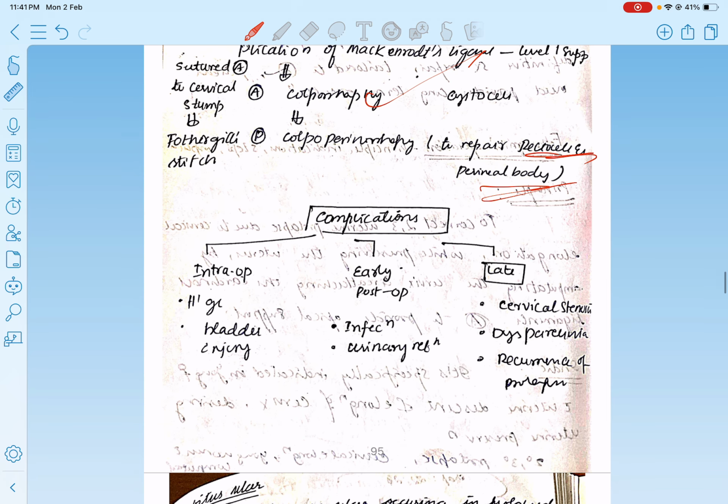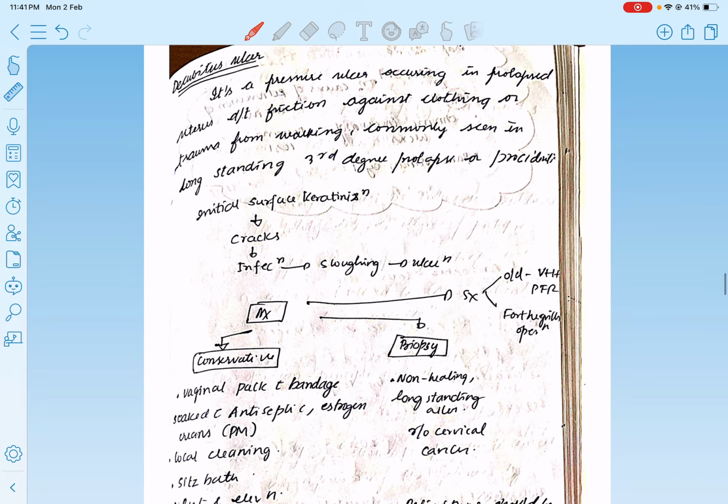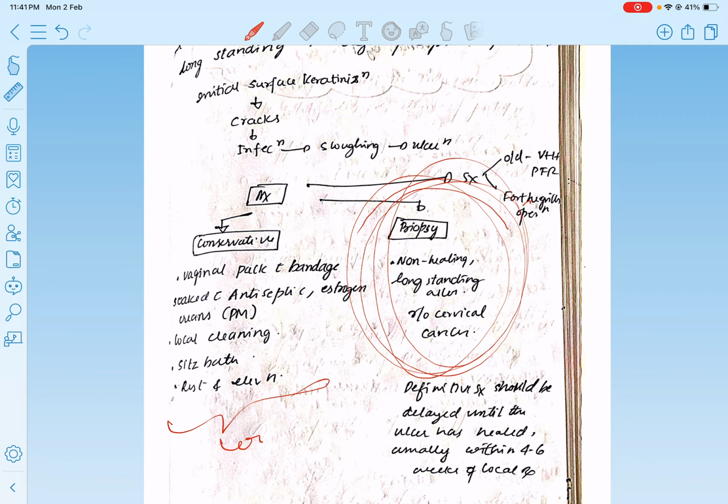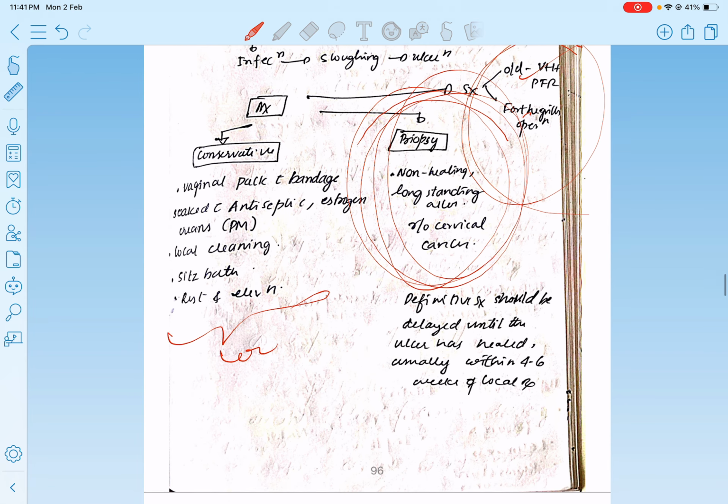Okay, these are the complications. As I told, while writing any surgical operation, it is the same thing. In decubitus ulcer, you need to talk about the major thing: you have to rule out cervical cancer. So make sure you talk about that, and it's a conservative thing. But the major thing is, if it's old age and she's fit for surgery, do a PFR. Otherwise, you're going to do a Fothergill's operation.